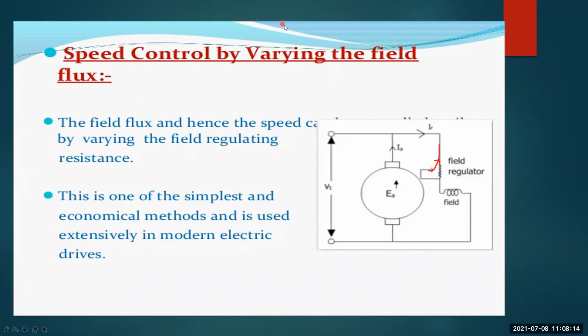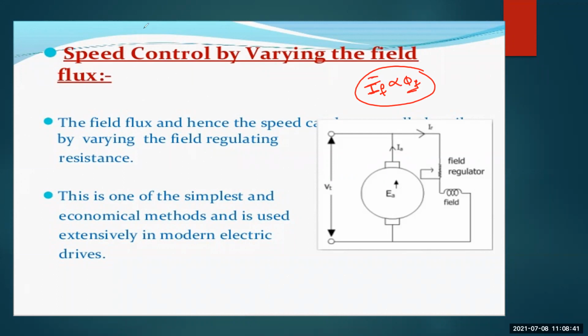In this way, the field current flowing into the field winding of a DC shunt motor can be controlled. This field current IF is proportional to the field flux. By controlling the flux, we control the speed of a DC shunt motor.